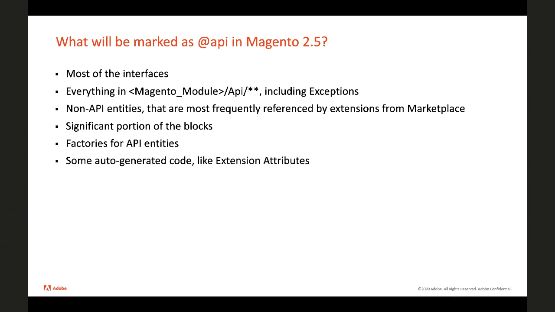Or they could be classes which were initially intended for extension, and Magento core uses them to extend from them, like abstract classes. And they are not marked as API. So those entities, they will be marked as API.